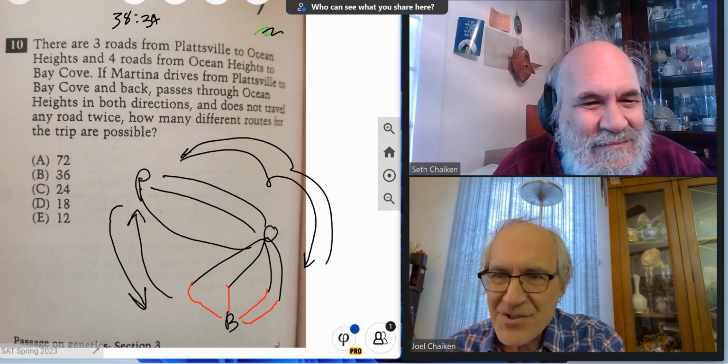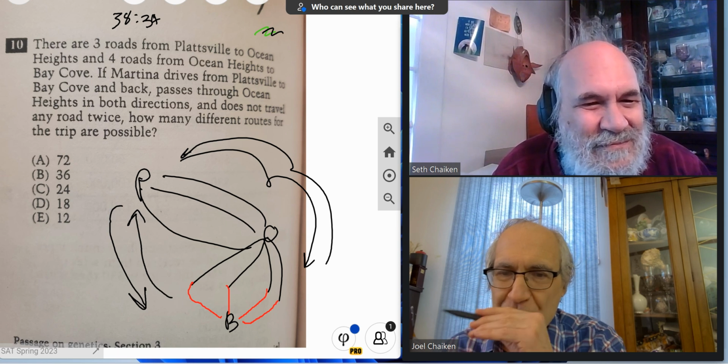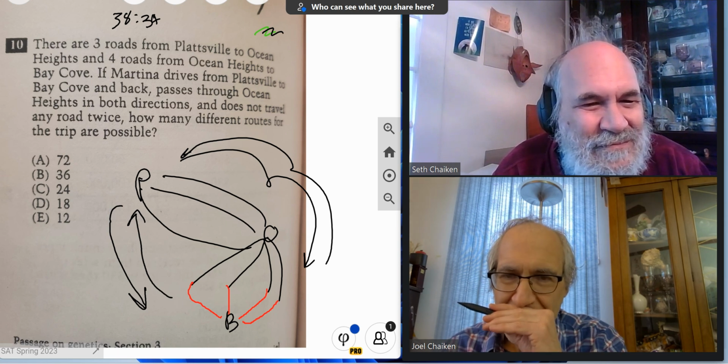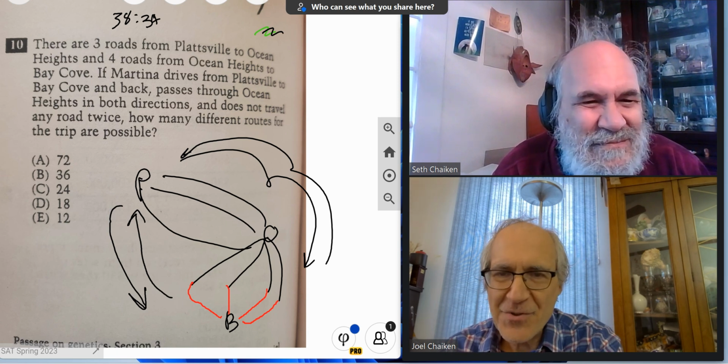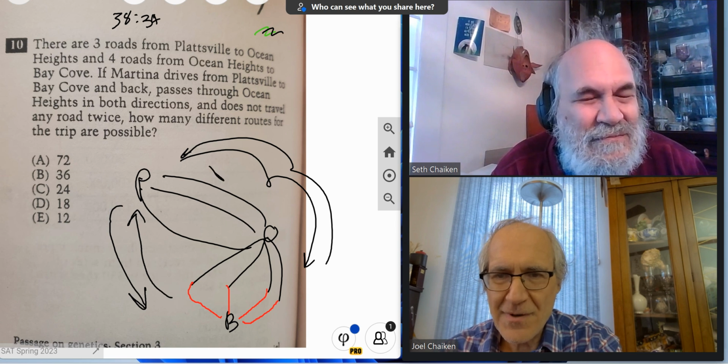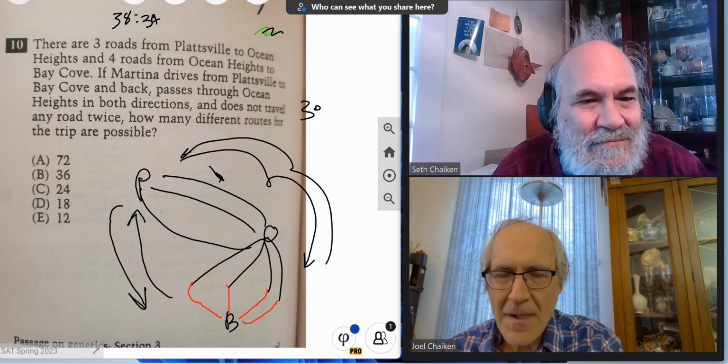Wait, and doesn't travel on any road twice. So, you've already got it. Okay, fine. So there are three. I'm going to try three choices. There are three choices going this way, right? So we have three choices.